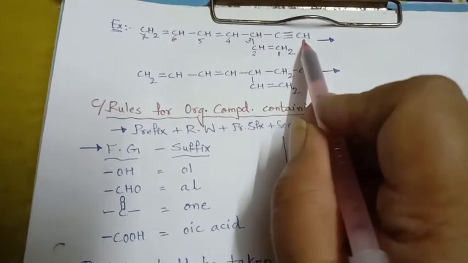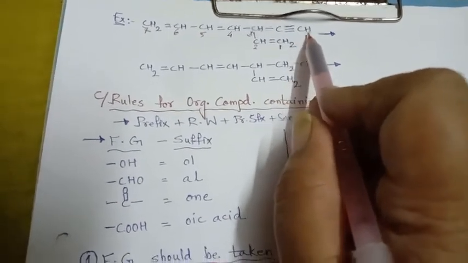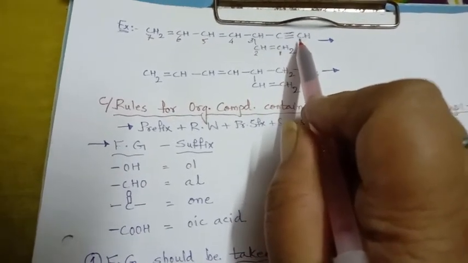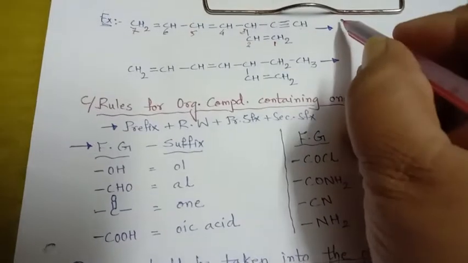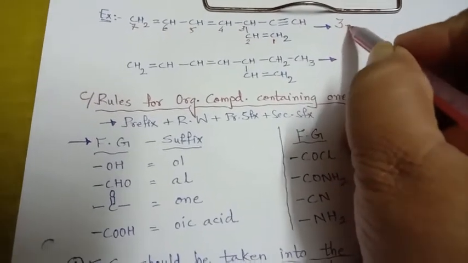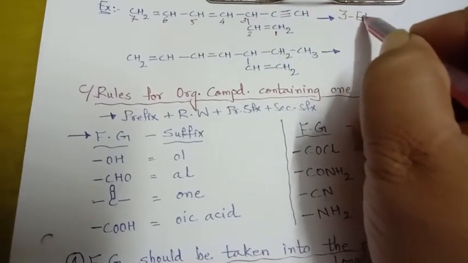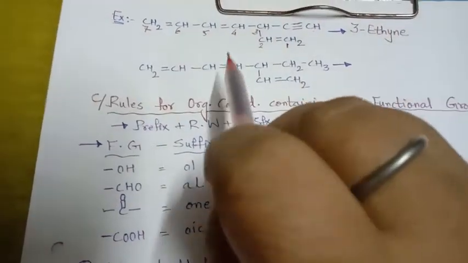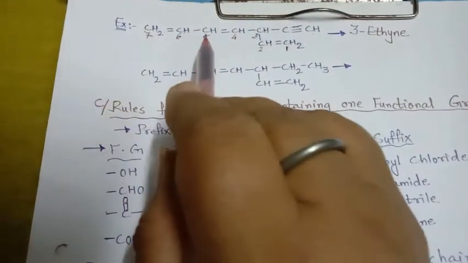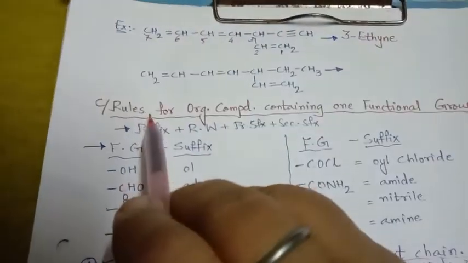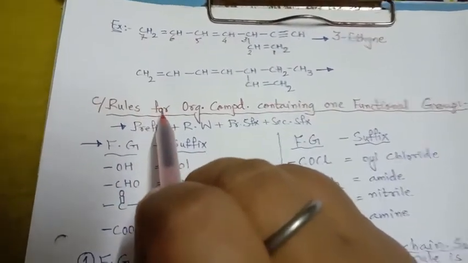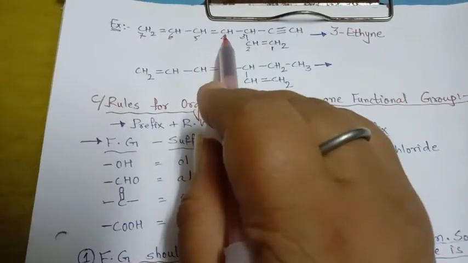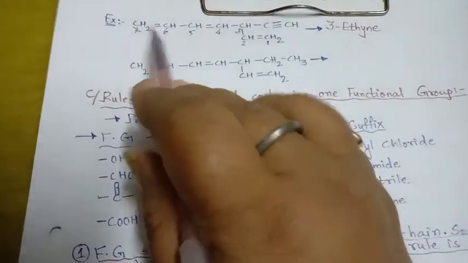So it is an ethane group, but not a single bond, so it won't be ethane. It is a triple bond, so it will be ethyne, right? So what will be the name here? 3-ethyne. And now see what is left. 1, 2, 3, 4, 5, 6, 7. So it is hept, then the first carbon double bond, 4th carbon double bond and 6th carbon double bond.